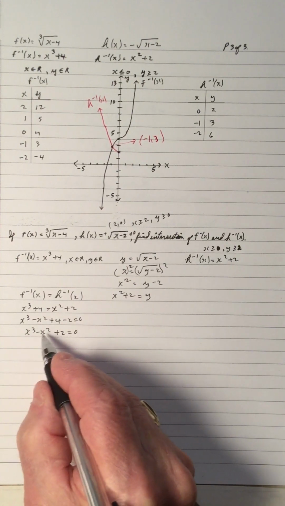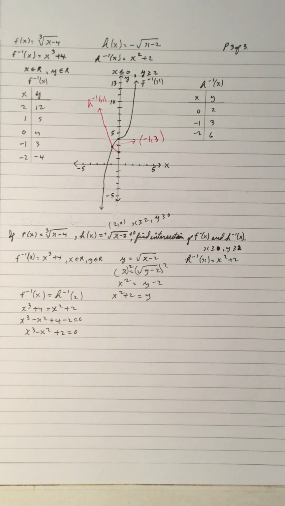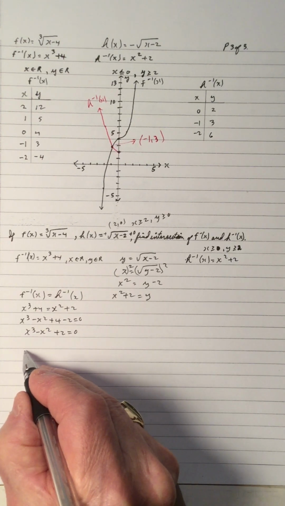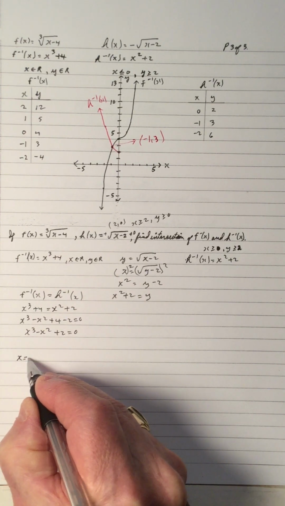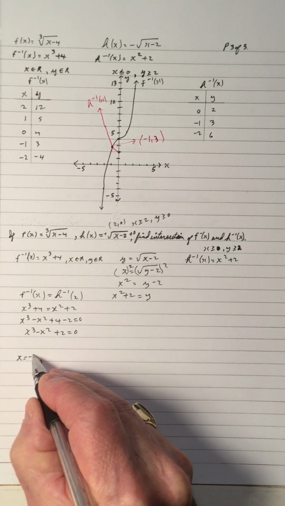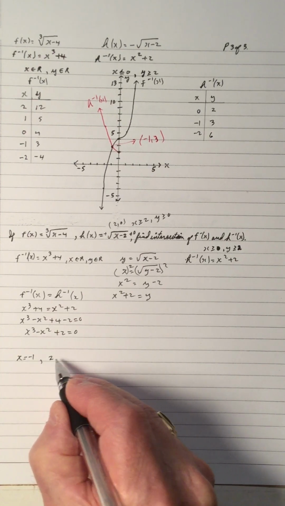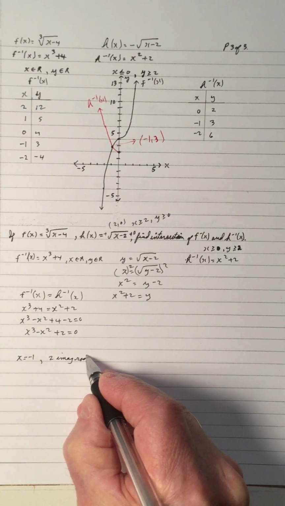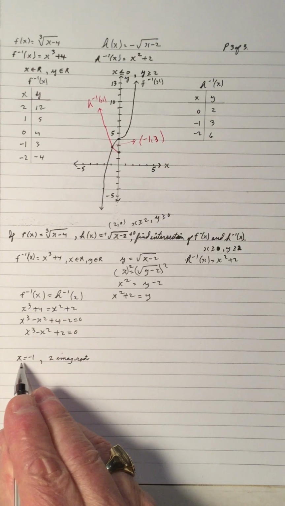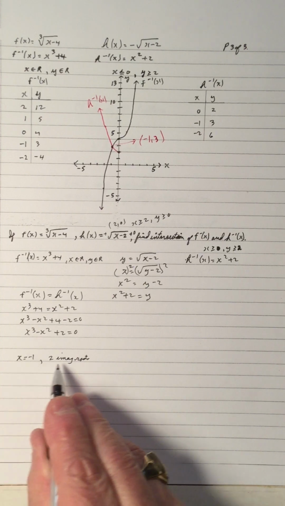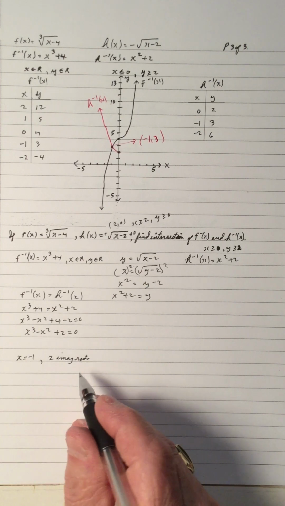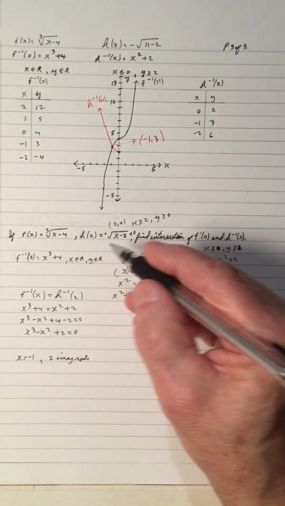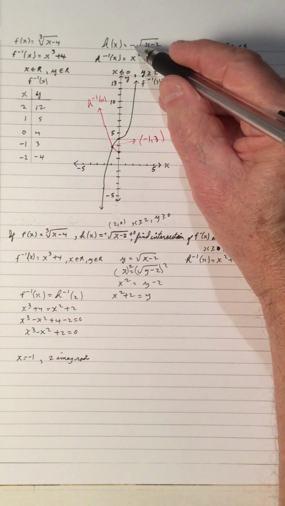When we solved this equation, going through the synthetic division and possible rational roots and all that, we found that x was negative 1, and we had 2 imaginary roots. So we found that on the previous page, when it was a minus here, as in here.